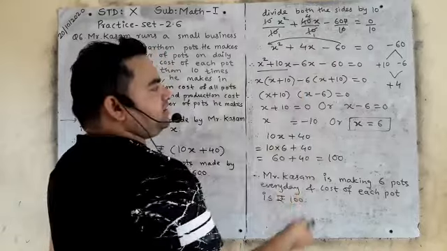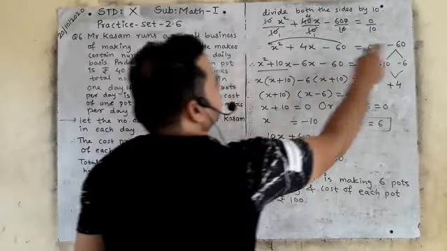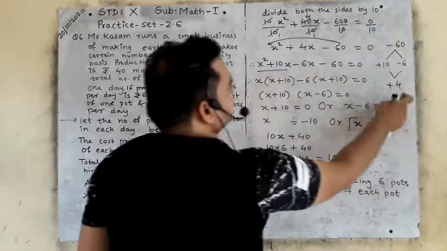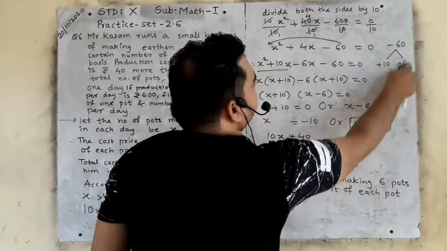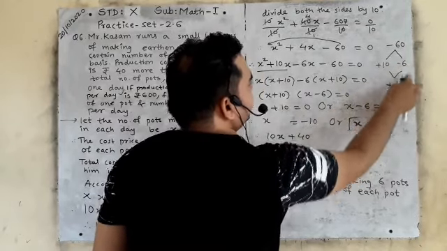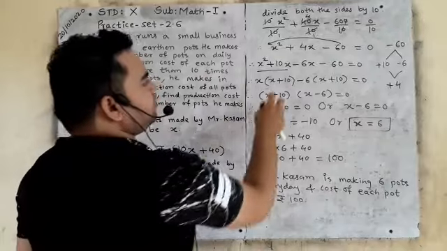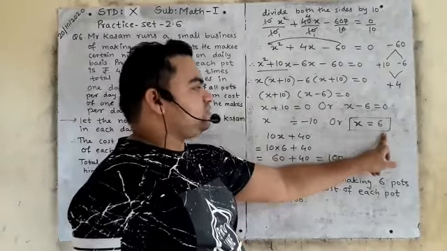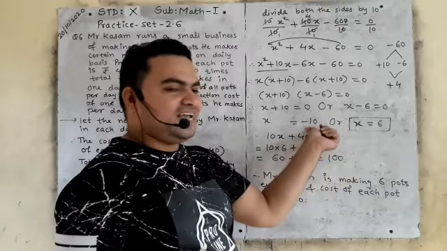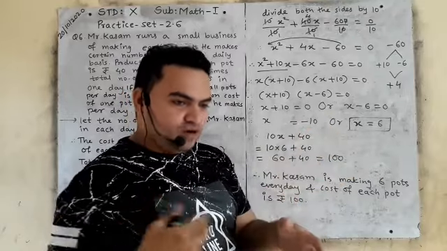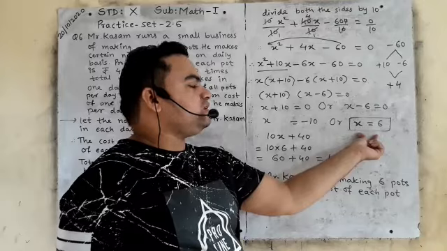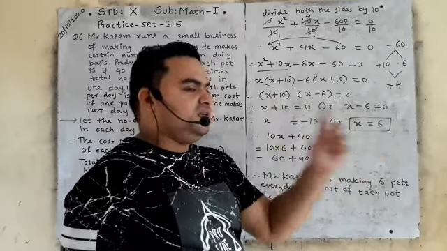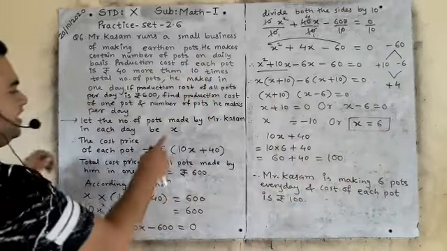Now you will factorize this. Minus 60 ones are minus 60. 4X, 4 here, right? 10 times 6 is 60. Plus 10 minus 6 means plus 4, right? Now you will solve by factorization and at the end you will get X is equals to 6. Why? Number of pots cannot be negative. So how many pots will he make each day? 6 pots.